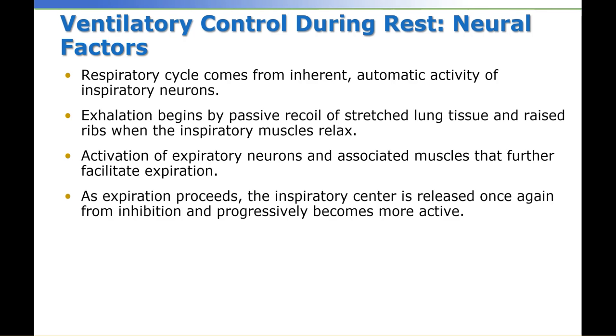Ventilatory control during rest, neural factors. The respiratory cycle comes from inherent automatic activity in inspiratory neurons.